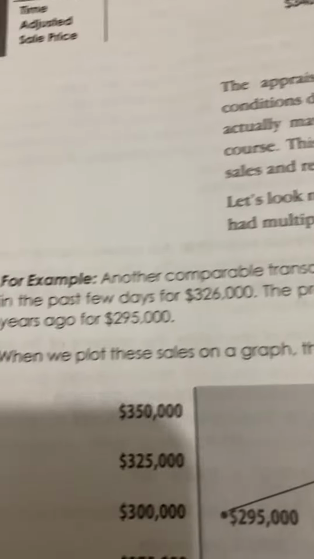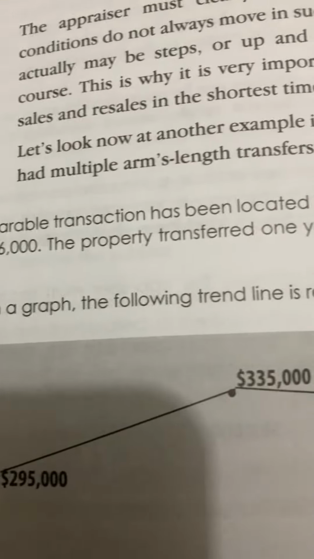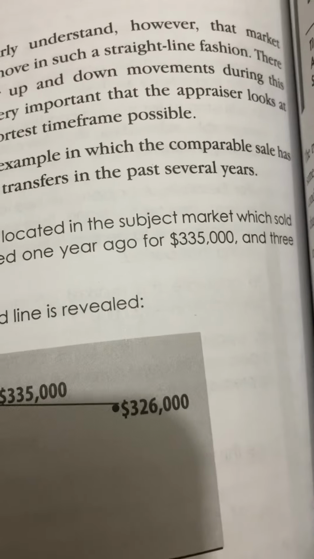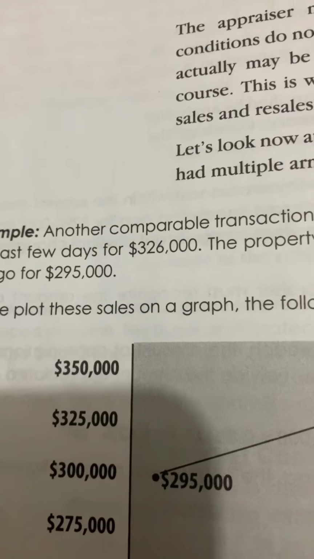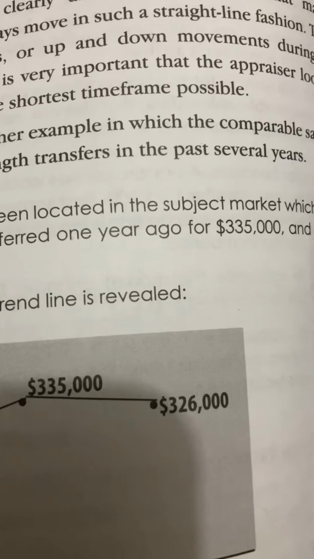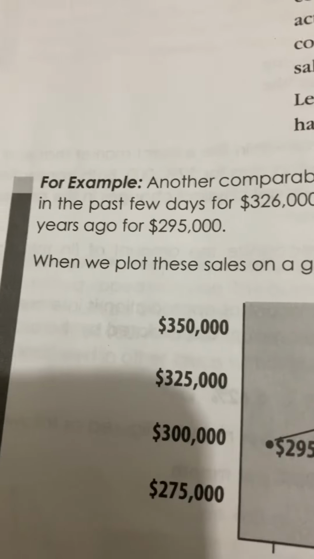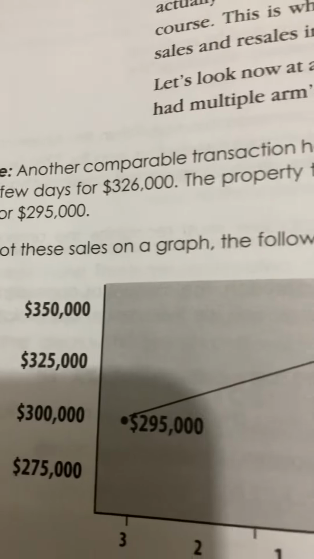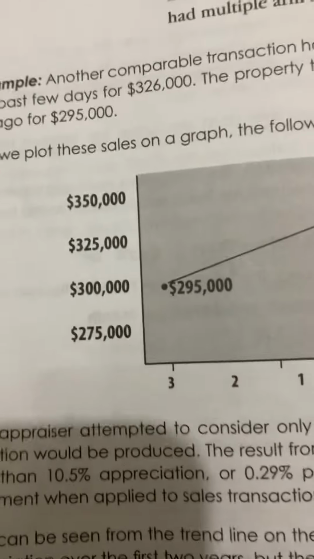Let's look now at another example in which the comparable sale has had multiple arm's length transfers in the past several years. For example, another comparable transaction has been located in the subject market, which sold in the past few days for $326,000. The property transferred 1 year ago for $335,000 and 3 years ago for $295,000. When we plot these sales on a graph, the following trend line is revealed.